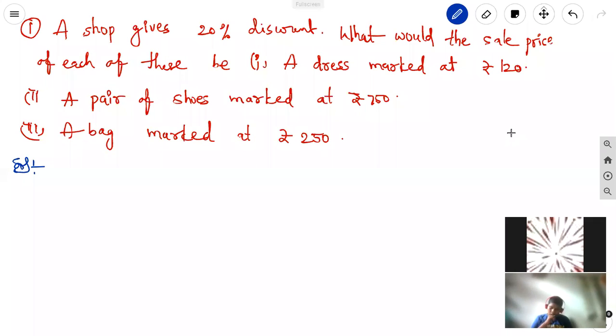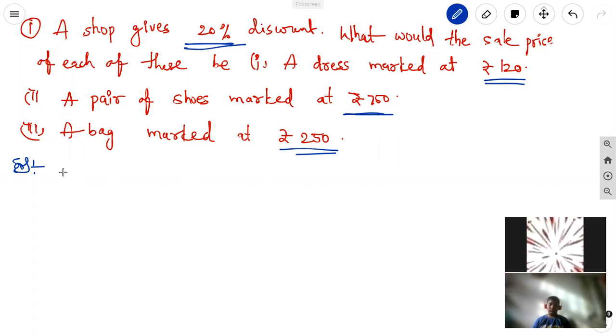First I am taking one example. A shop gives 20% discount. What would the sale price of each of these be? A dress marked at 120 rupees, a pair of shoes marked at 750 rupees, and a bag marked at 250 rupees.